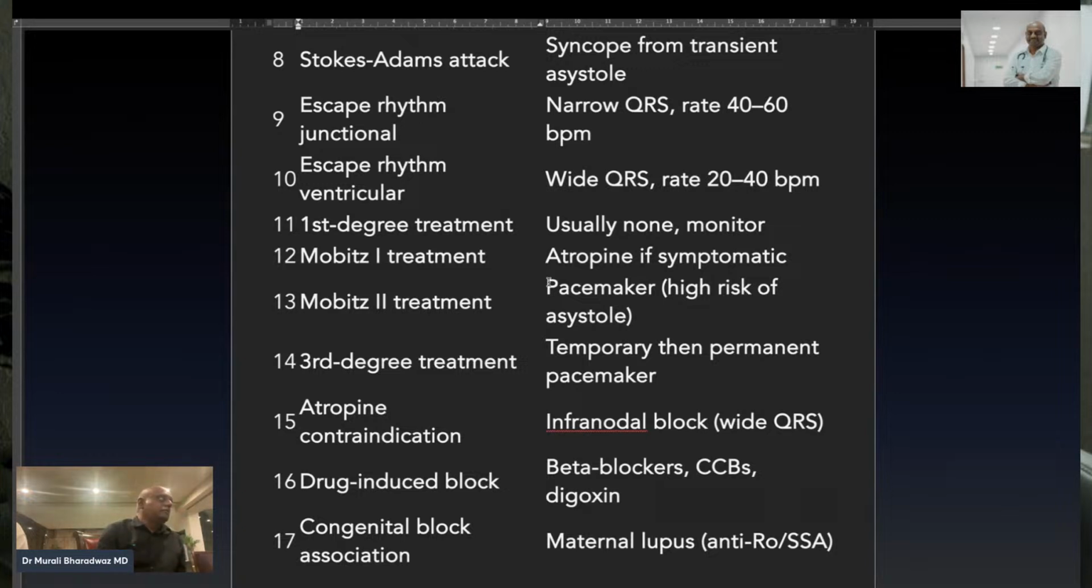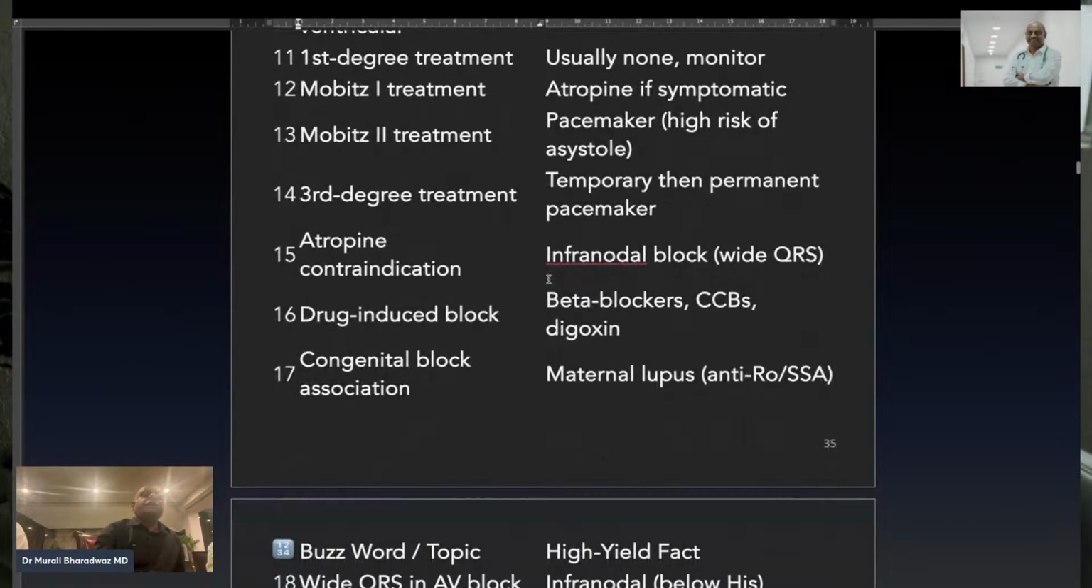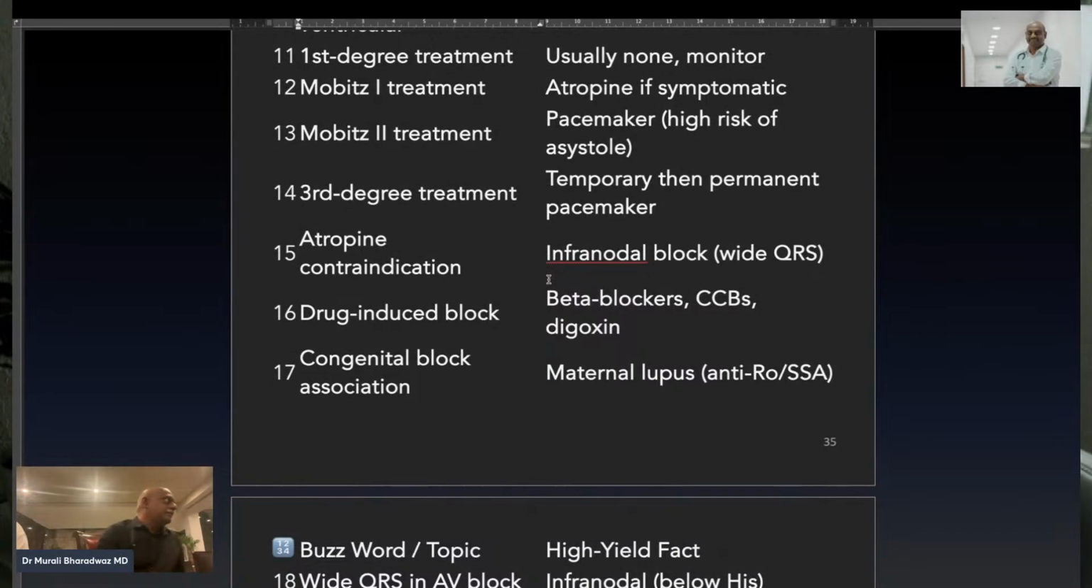Mobitz type 1, give atropine if the patient is symptomatic. Mobitz type 2, put a pacemaker. Third degree, once more, put a temporary, then a permanent pacemaker. Now, what is the contraindication to give atropine?